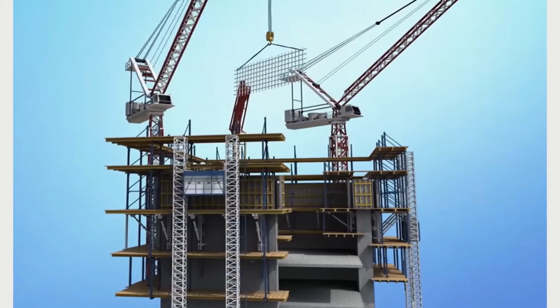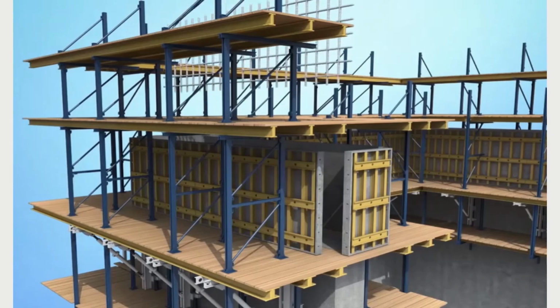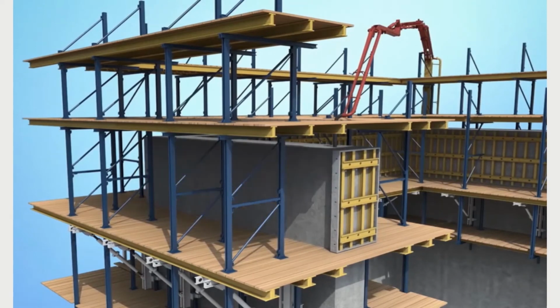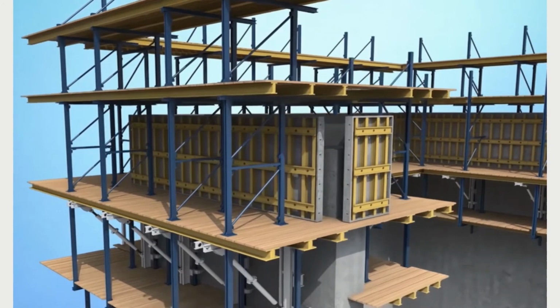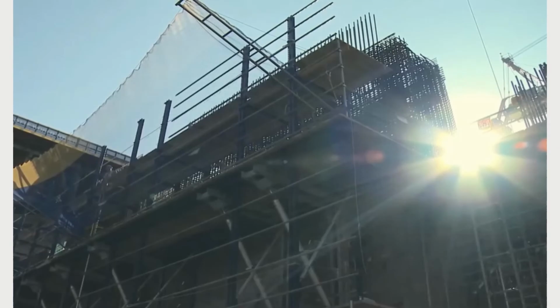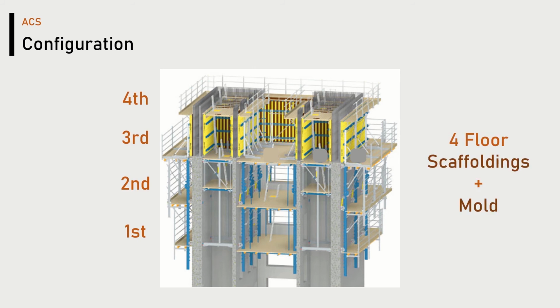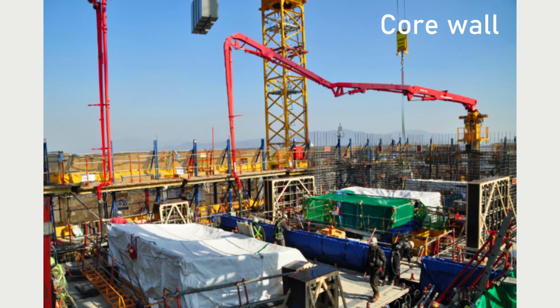This is the mechanism of ACS that actually worked at Lotte Tower. After fixing the form, lay rebars and concrete, and after the strength is secured, the form is dissolved and raised through the hydraulic system. Next, let's look at the ACS configuration. The system, which was used at the Lotte Tower, consists of a basic 4 floors of form and scaffoldings. This picture shows ACS applied to the core construction site and used.